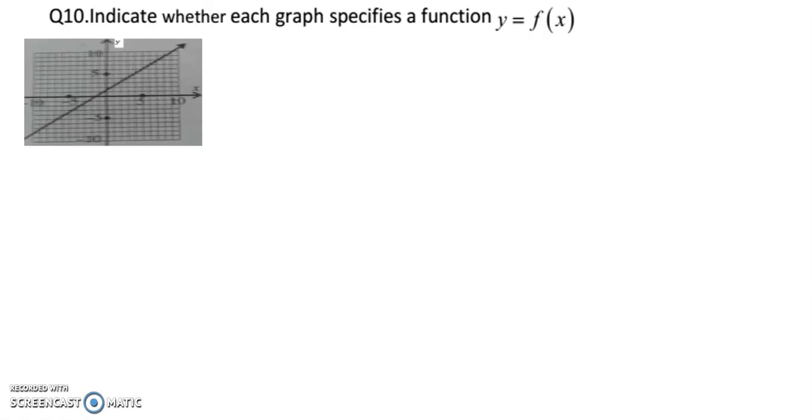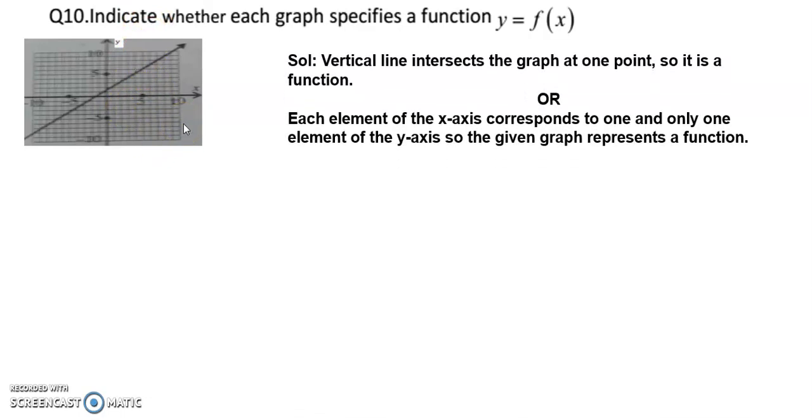Since we can see that the graph represents a linear function, we already know that it represents a function, but still we'll apply a vertical line test. When you draw a vertical line, it will intersect this graph at only one point. So this shows that it is a function. The vertical line intersects the graph at one point, so it is a function, or we can say each element of the x-axis corresponds to one and only one element of the y-axis, so the given graph represents a function.